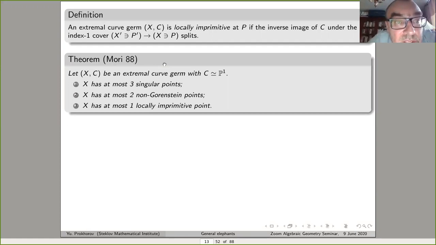Okay, this is a more serious theorem. It was proved basically by Mori in '88 in his flip paper, and was also later generalized for the conic bundle case. Suppose we have an extremal curve germ with reducible C. Then X has at most three singular points. At most two of them are non-Gorenstein. And it has at most one imprimitive point.